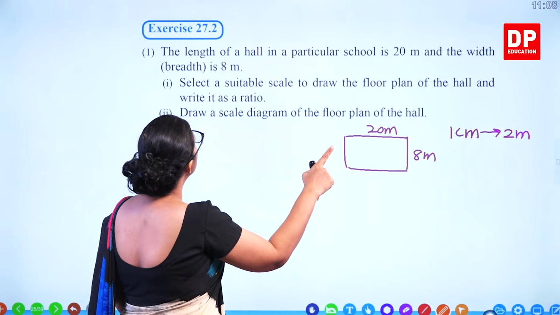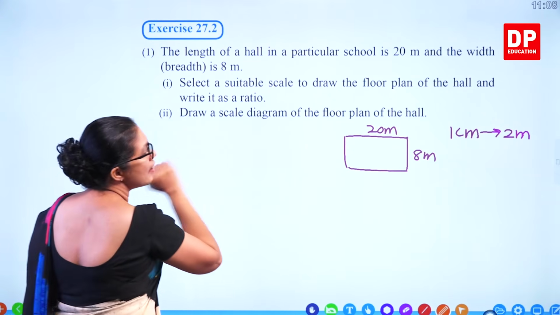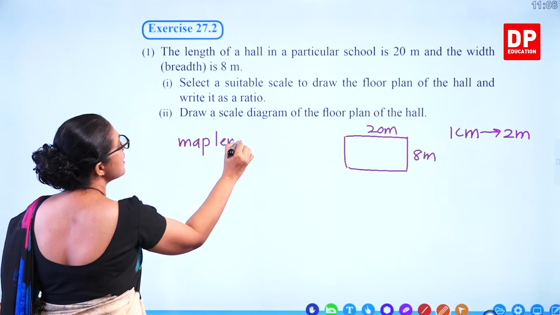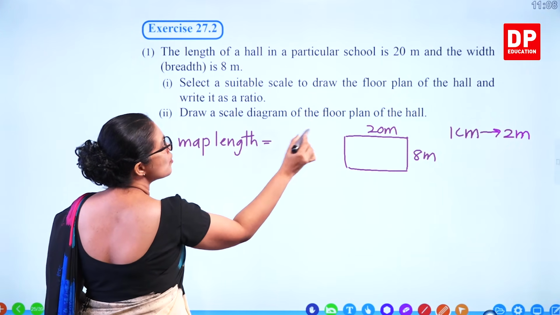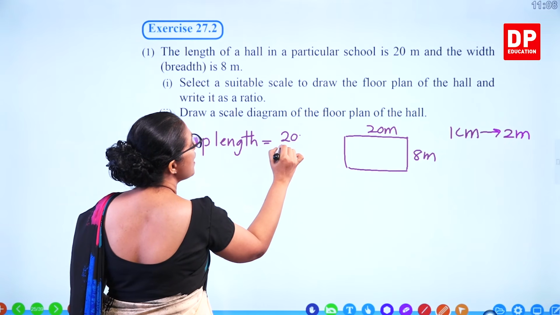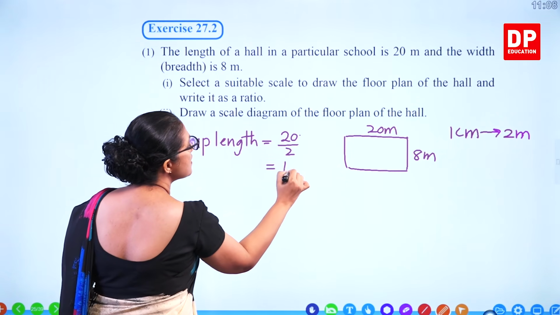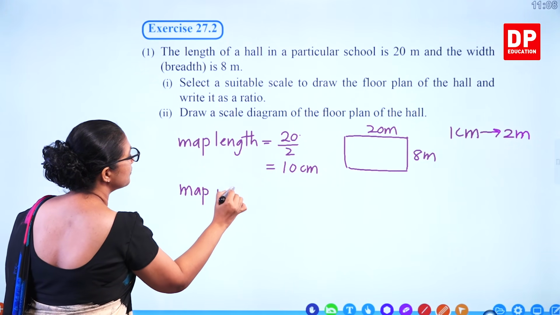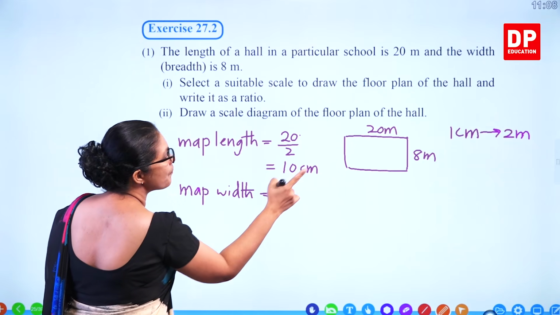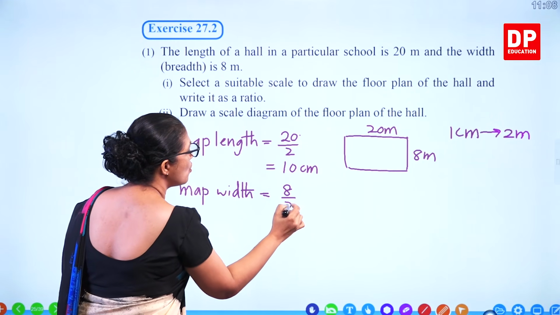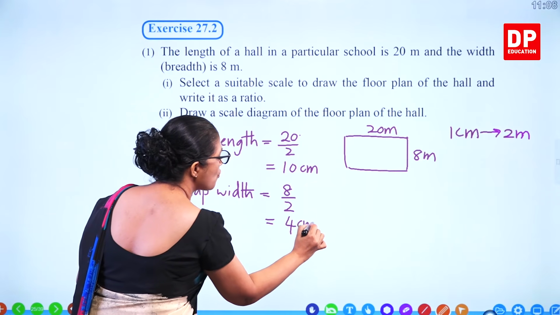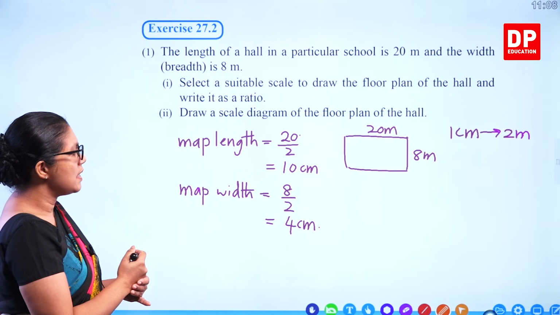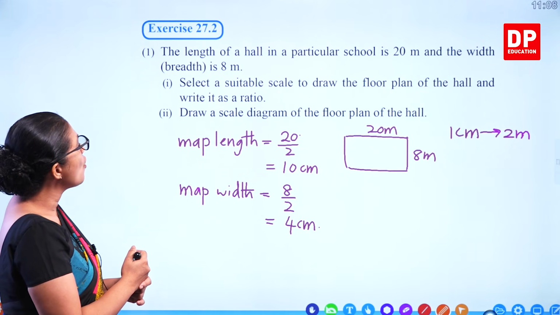Now, what's the map length? Map length is 20 meters there. So you have to divide by 2. So that's 10 centimeters. Map width, 8 divided by 2, you get 4 centimeters. So you have to draw a rectangle with length 10 centimeters and 4 centimeter width. So we'll draw it now.